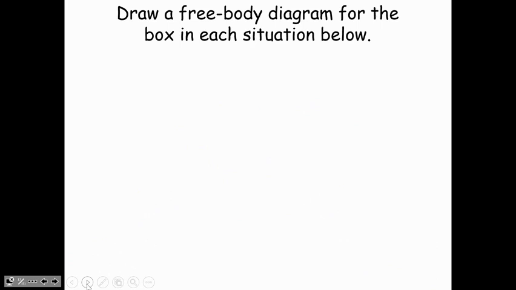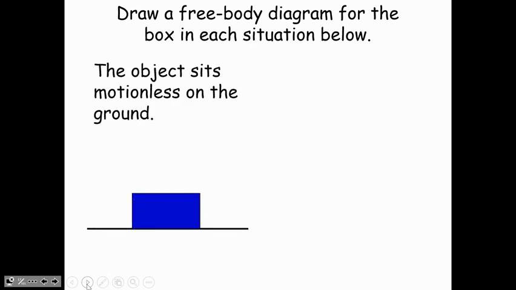In our last examples, let's draw a free body diagram for the box in each of the two situations below. Suppose an object sits motionless on the ground. Draw the free body diagram for that box. In this case, we have a normal force pushing upward perpendicular to the surface the box is sitting on. And we also have the weight force, the force of gravity, pushing downward.